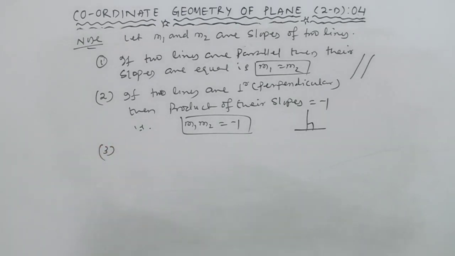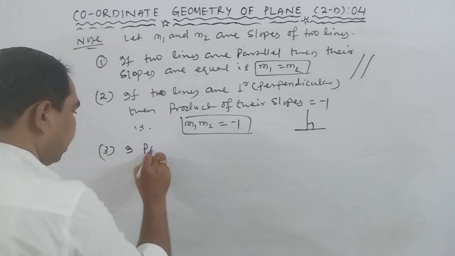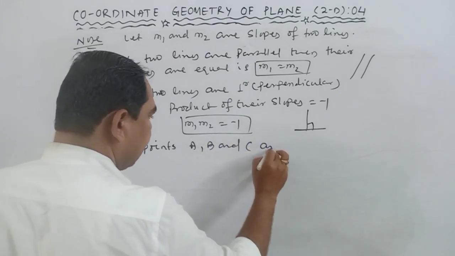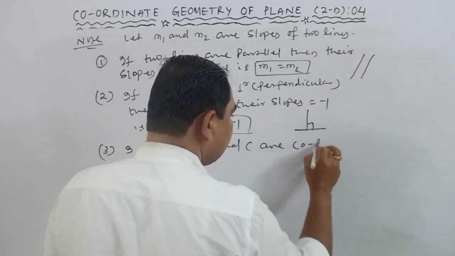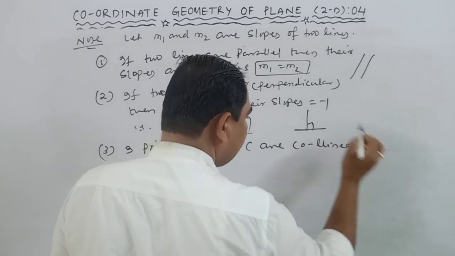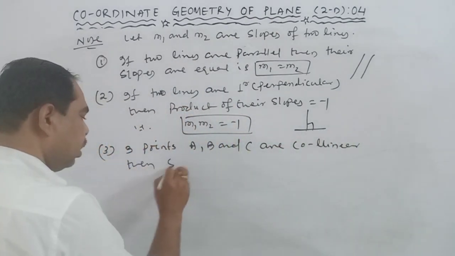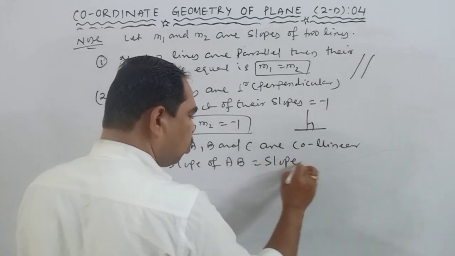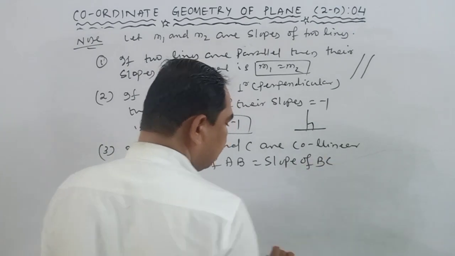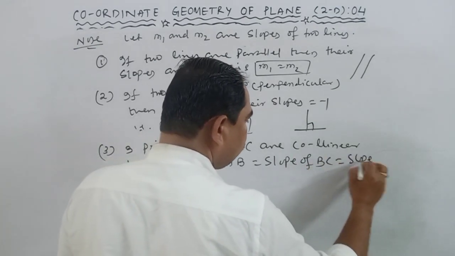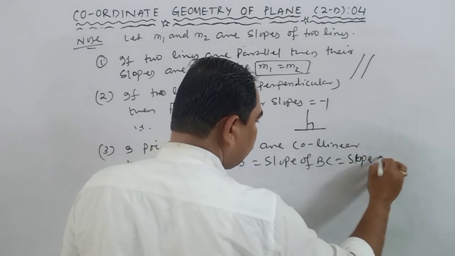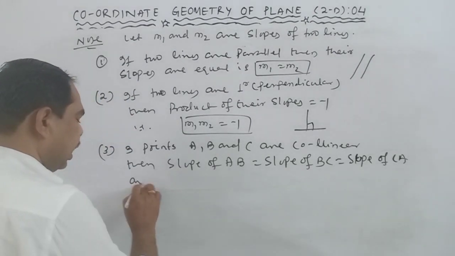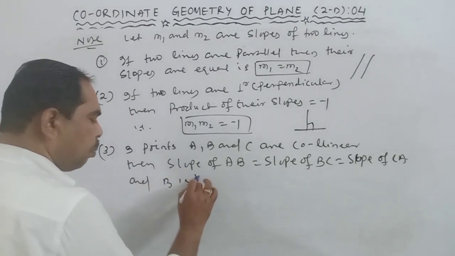Next, the third one: if three points A, B and C are collinear, then slope of AB is equal to slope of BC, or equal to slope of AC or CA. B is the common point.